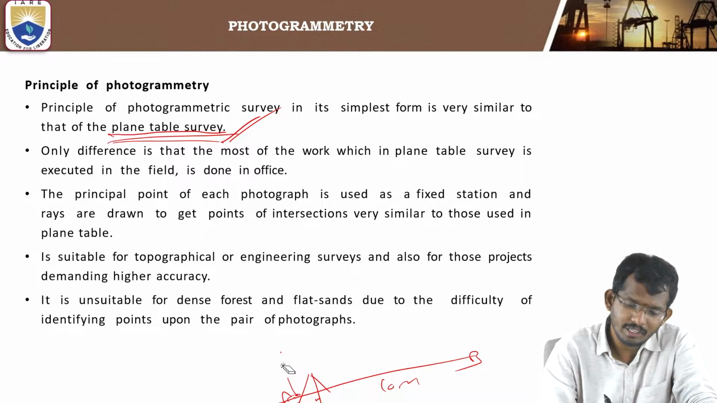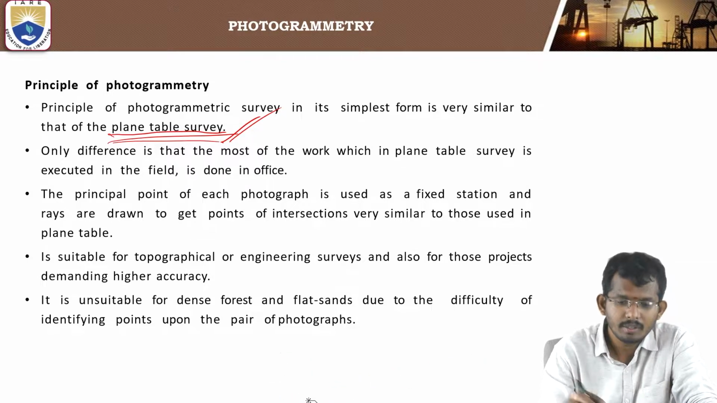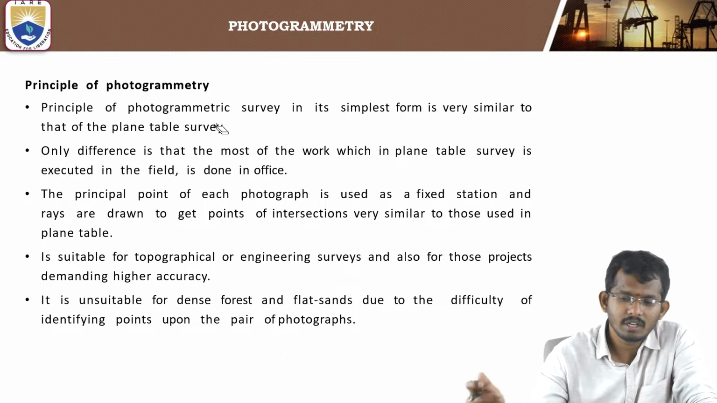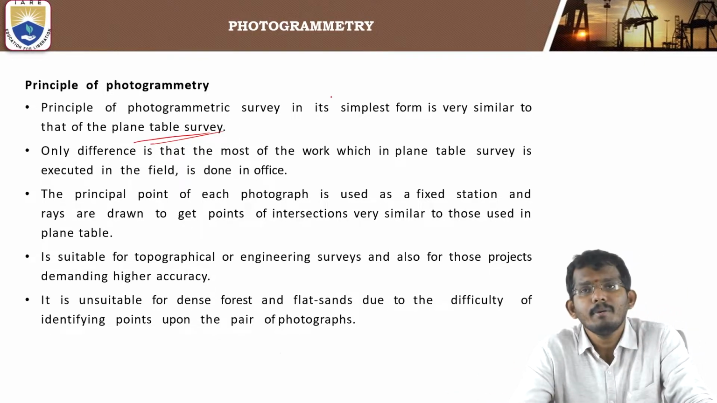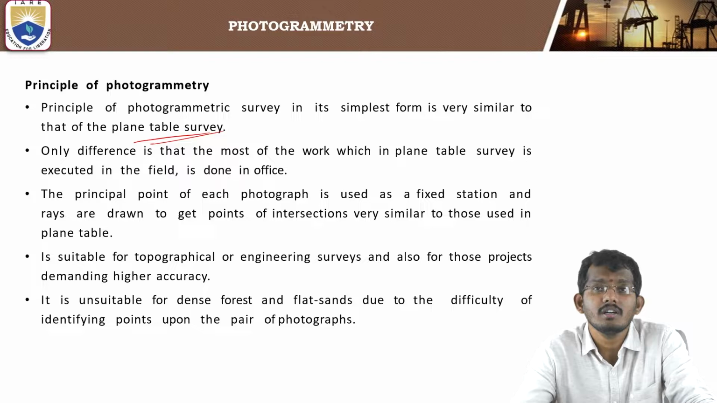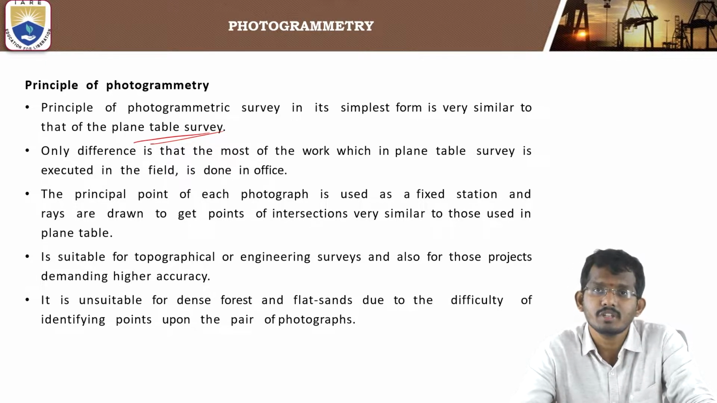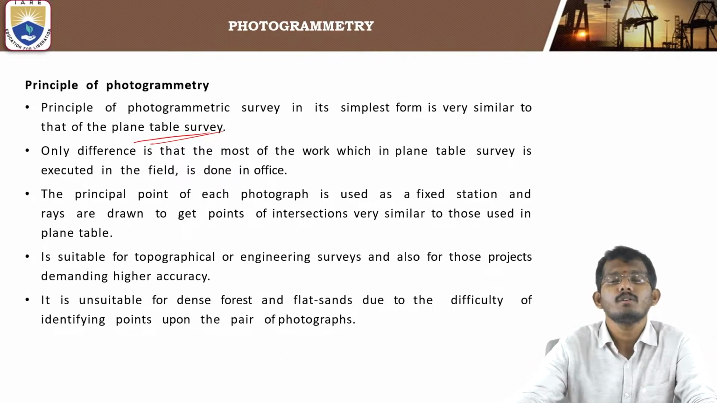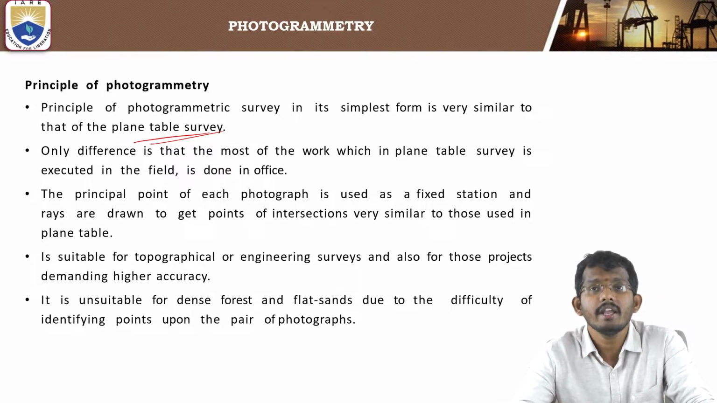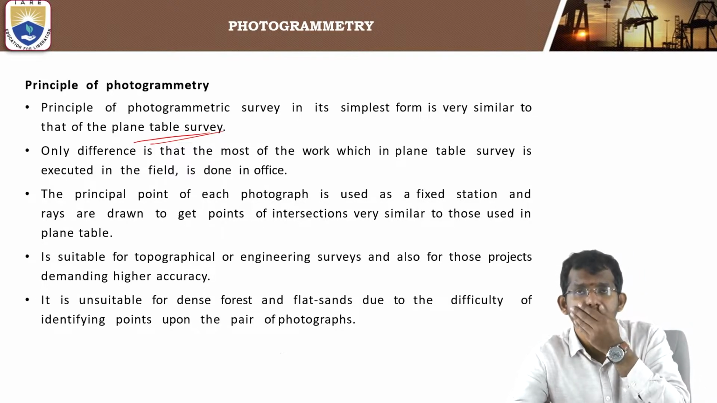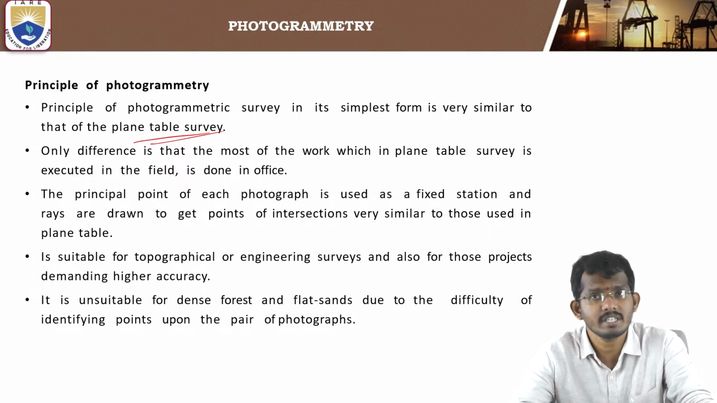So photogrammetry also follows the principle of plane table surveying. It is very similar to plane table survey. Why? Because in photogrammetry we capture the images directly, just as we measure in plane table surveying, and we obtain the physical quantities of an object. In plane table also we obtain the area of a particular object by the radiation method or distance by the intersection method. Similarly, in photogrammetry also we can obtain the physical quantities of an object.